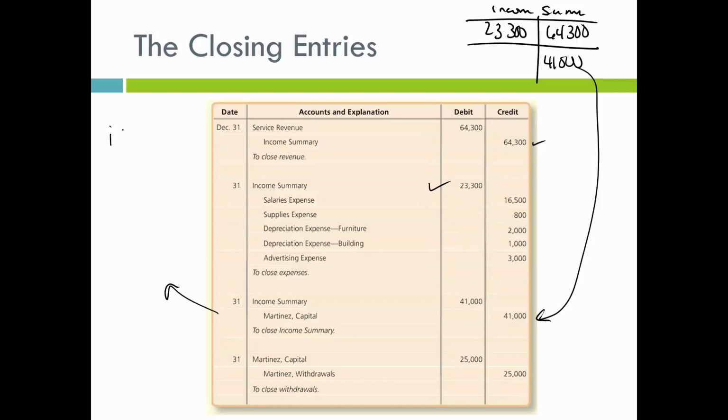If this was a net loss, this one would be flipped, and I would debit capital and credit income summary. That's the only variation. This first one will always look the same, the second one will always look the same, the fourth one will always look the same. And this is what it will look like if it's a net income. If it's a net loss, you're just going to flip your debits and your credits. And again, think about what you're doing to the capital account. If it's a net loss, capital's coming down, so that needs to be a debit to capital account. And that goes all the way back to chapter 1, and remembering what your increase and your decrease is in different types of accounts.